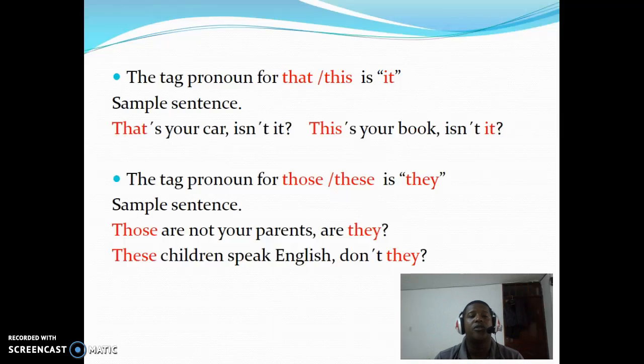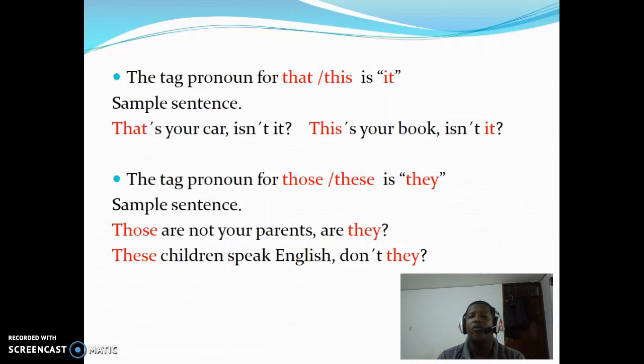Now we continue with some other special cases. In this case, you want to use some pronouns for replacing other words, like the demonstratives. The tag pronoun for that and this is it. Let's see the sample sentences. That's your car, isn't it? This is your book, isn't it? So I'm using that and I'm using this, and I change it for it in the tag.